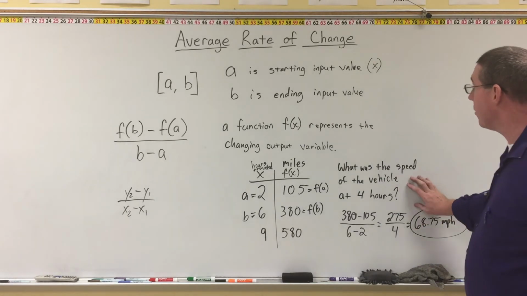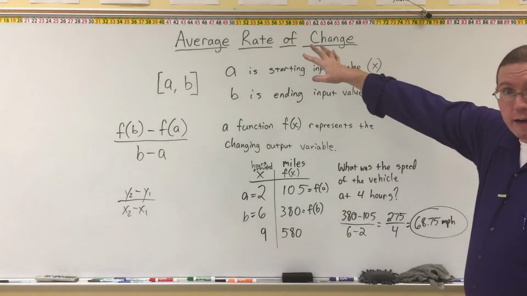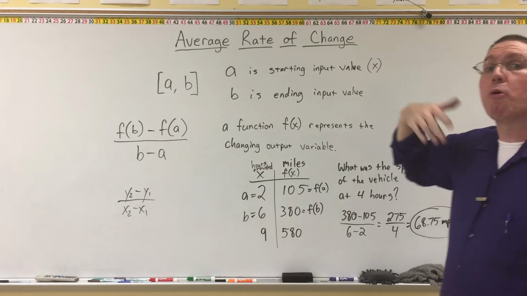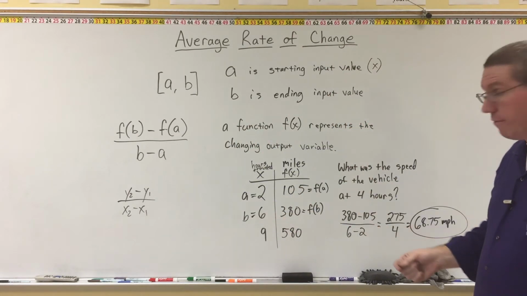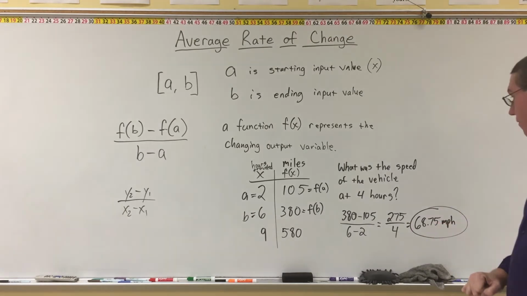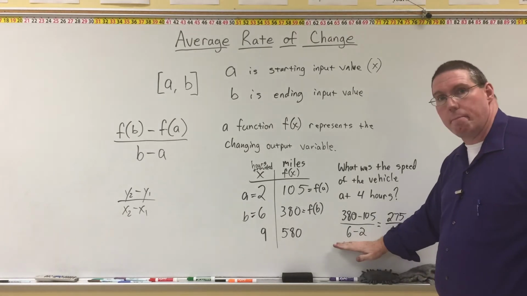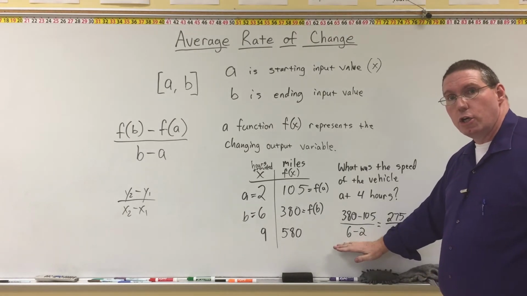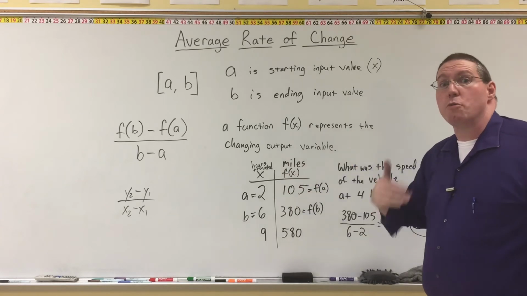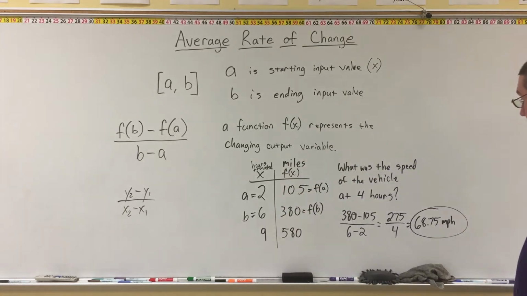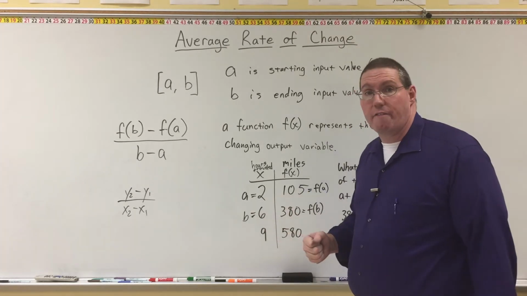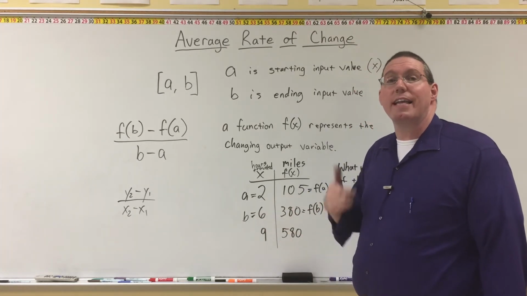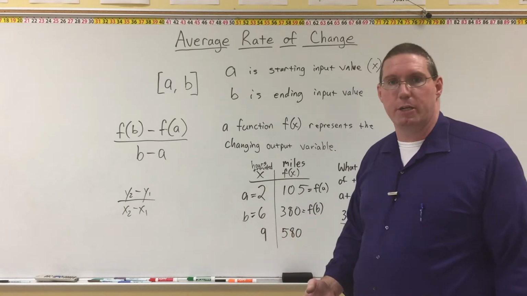Well, what we're doing here is we're using an average rate of change to approximate a variable rate of change. We're using a constant rate of change that we calculate by the slope of a line to substitute for a variable rate of change. We have no idea how fast the vehicle was traveling at 4 hours, so we're basically guessing how fast it could have been driving.